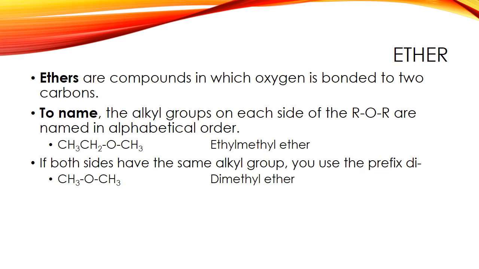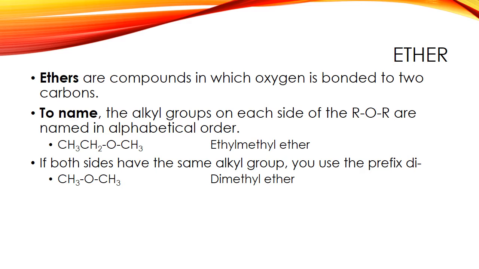First, let's do ethers. Ethers are compounds in which oxygen is bonded to two carbons. So it's like an alcohol where the hydrogen has been replaced by another hydrocarbon group. So to name, the alkyl groups on each side of the ROR are named in alphabetical order. So if I have CH3, CH2O, CH3, that is an ethyl on the left and a methyl on the right. Left, right doesn't matter. E comes before M, so that is called ethyl methyl ether.